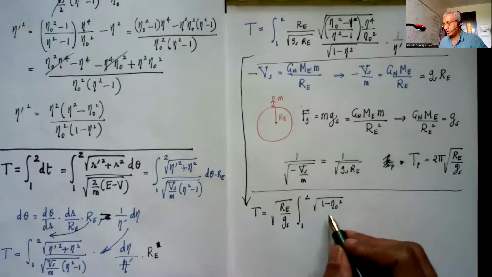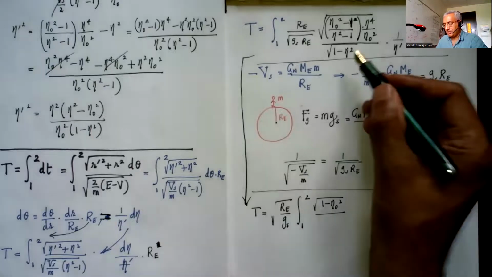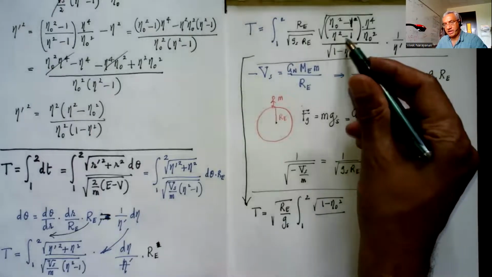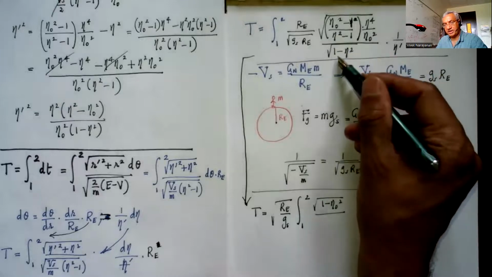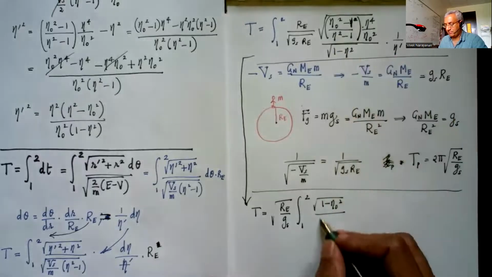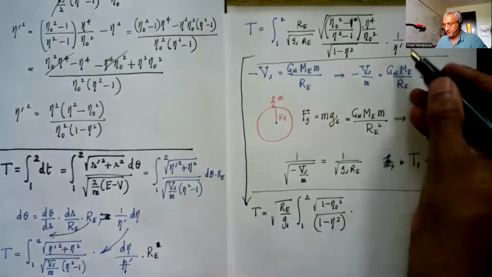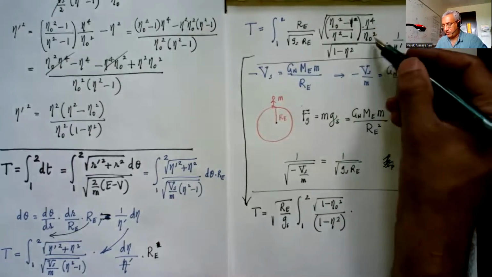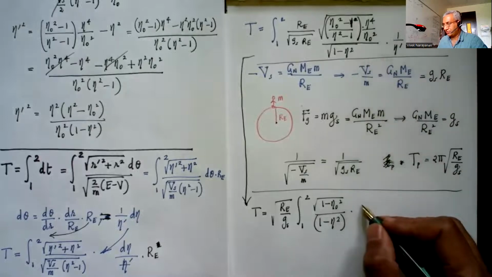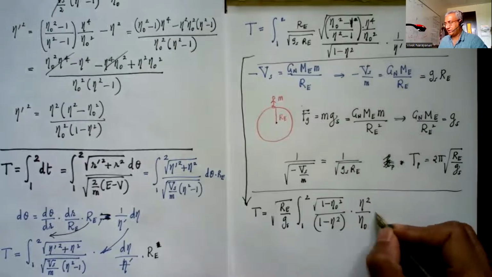But here, if I interchange the order, I'm going to get 1 minus eta squared square root, which combines with 1 minus eta squared square root to give me just 1 minus eta squared without the square root. And then I'm just left with eta to the 4 over eta naught squared under the square root. So that becomes eta squared over eta naught when it's taken out of the square root.